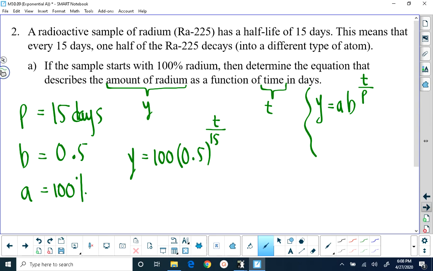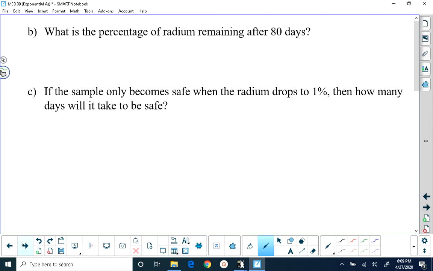And I think you know where this is going. We're going to use that equation to answer questions B and C. What does B ask? What is the percentage remaining after 80 days? This is a case where we're just going to take the equation and replace t with 80 and simply do a calculation. We can take 80 divided by 15, take that as a power of 0.5, and then multiply by 100.